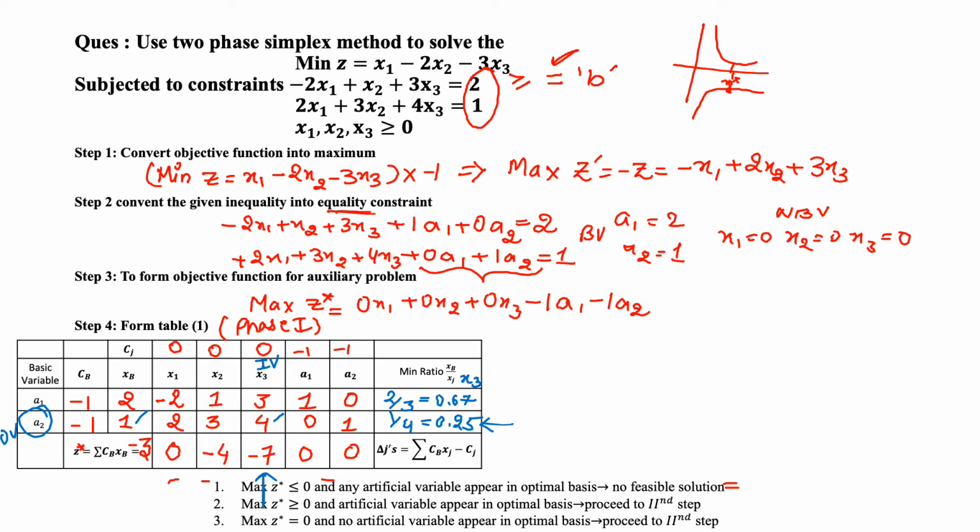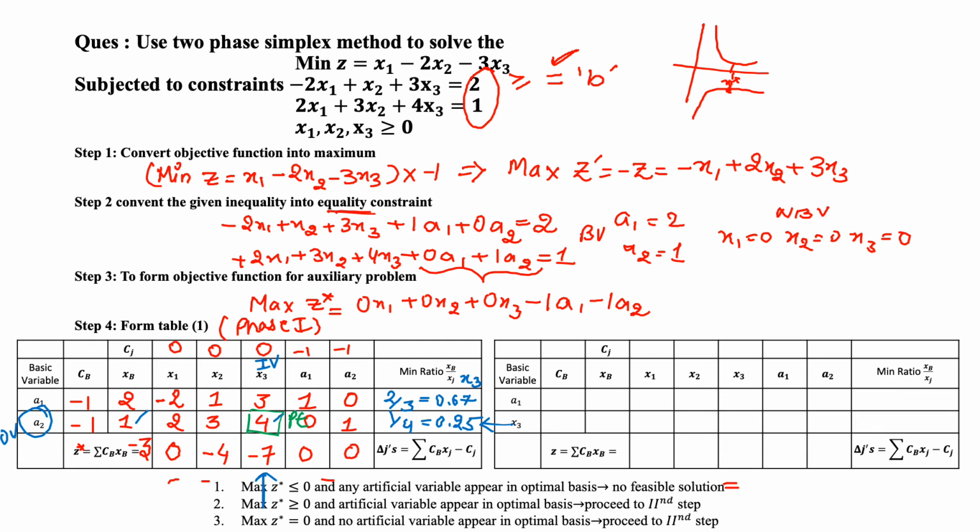Now what is my pivot element? The pivot element is the intersection of the outgoing row and the incoming column. That is, this element is my pivot element. So with the help of these three, we are going to make our new simplex table.